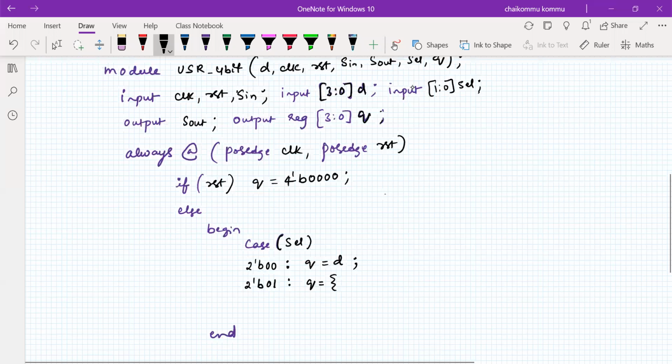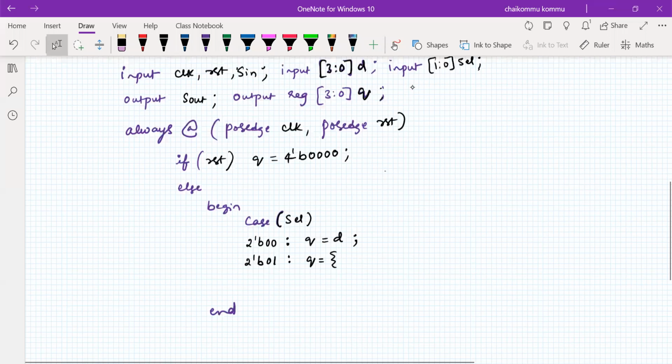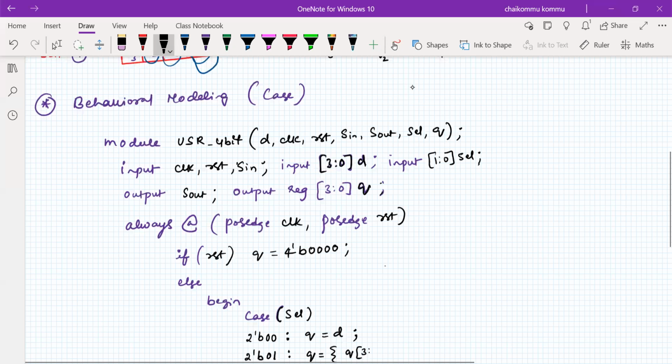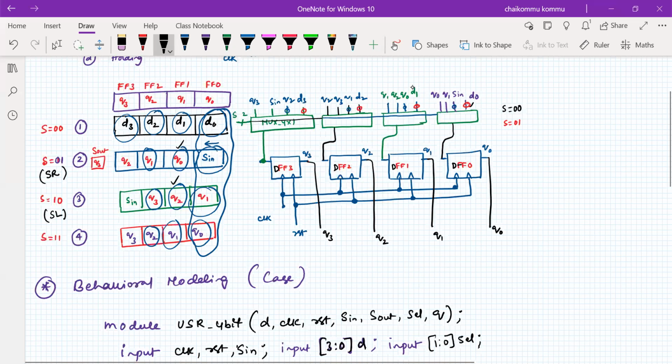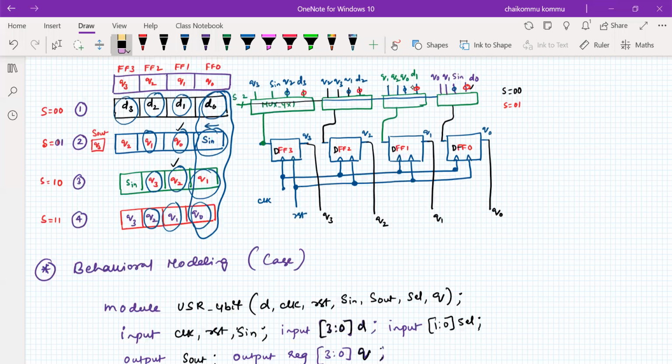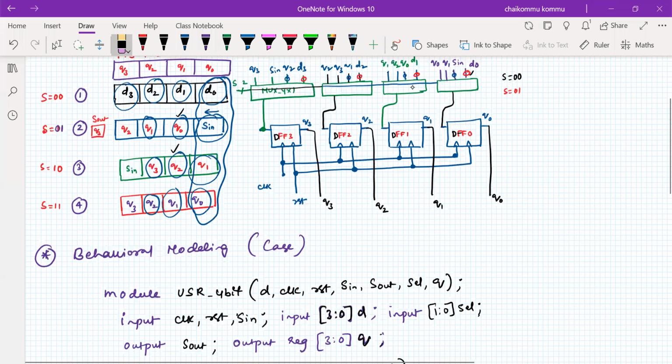For the right shift operation, what are the things that I have to consider? Q of 3 down to... so what is the way I have to consider? Is it shift left, sir? Yeah, it's shift left operation. Sorry for that, I confused. Okay, shift left operation only. In the shift left operation, what do I have to do? The first position, the LSB, is filled with SIN. So the first one is filled with SIN.